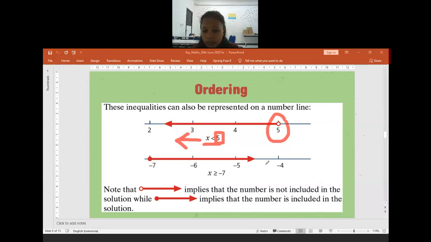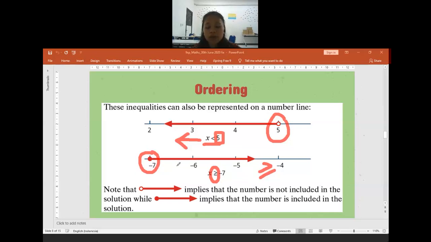The arrow is like this, right? If I make the arrow, that's why the sign become like this. But look at the circle. The circle is shaded. That's why we need to put another extra line as equal. So we read it as x bigger or equal than negative 7. Why negative 7? Because the circle is at the top of number negative 7.